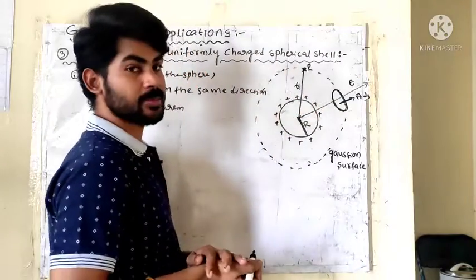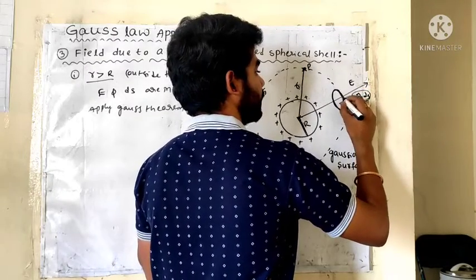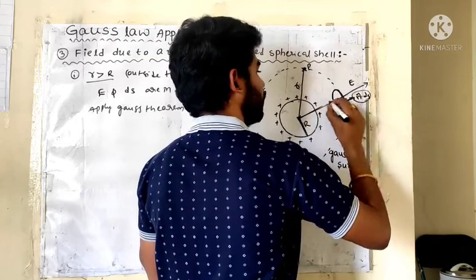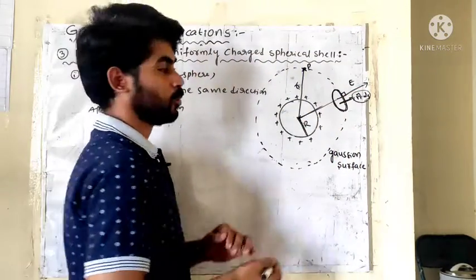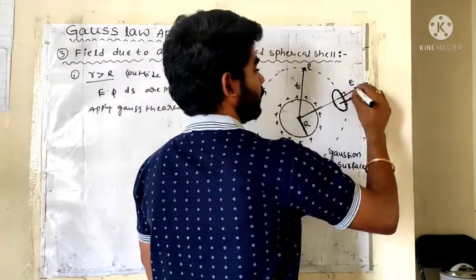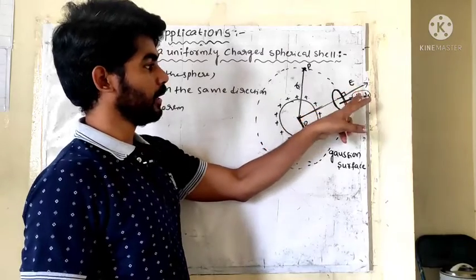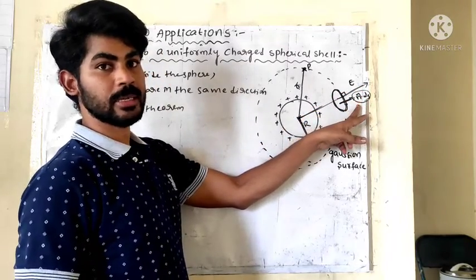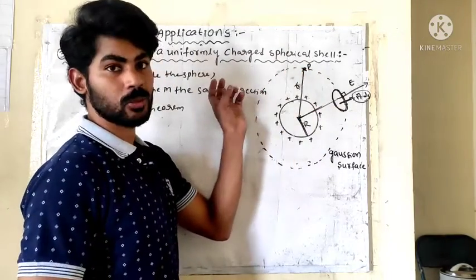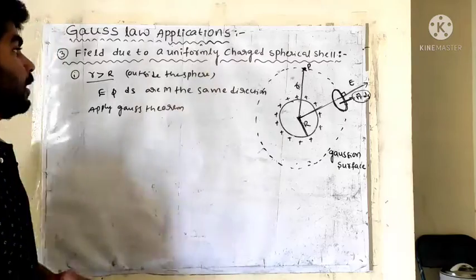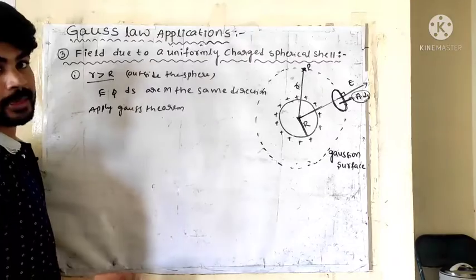At point P, first I am calculating the electric field. Here n cap ds is the area vector, and this is the electric field. To find the electric field direction, we draw the tangent line, so the electric field is perpendicular to the surface. That's why the electric field and area vector are in the same direction, everywhere on this imaginary surface. First we calculate the electric field outside the sphere, so I am applying Gauss law here.